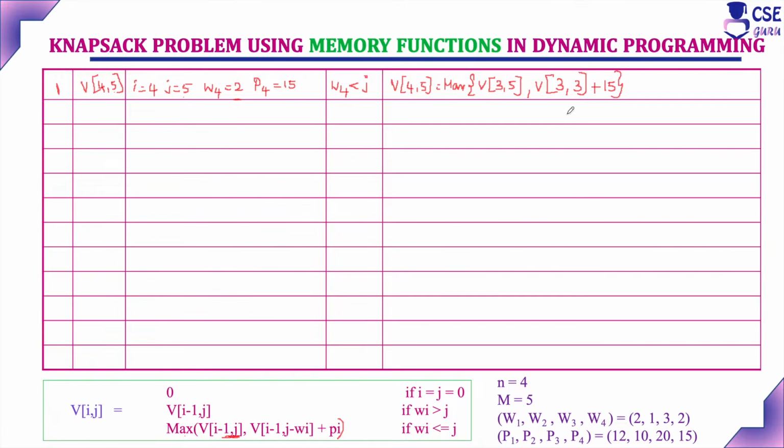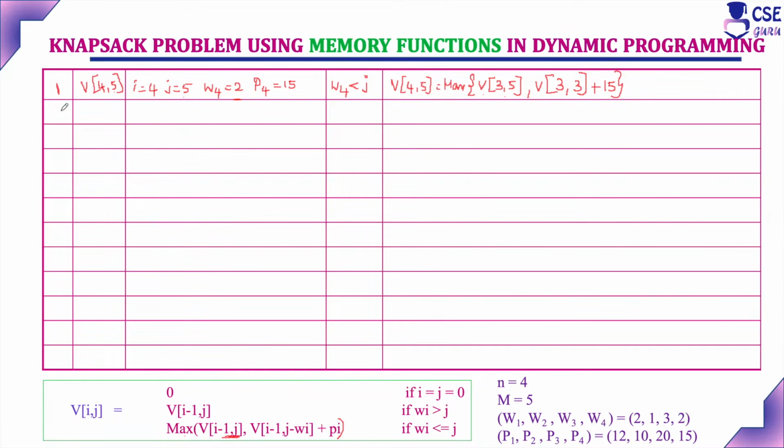So here, which one is maximum? How we will find? We need to find V of 3 comma 5. Again, we need to find V of 3 comma 3. Then only we can come to the conclusion which one is maximum. Okay. So since we don't know V of 3 comma 5 and V of 3 comma 3, next step we will find V of 3 comma 5 and next we will find V of 3 comma 3.